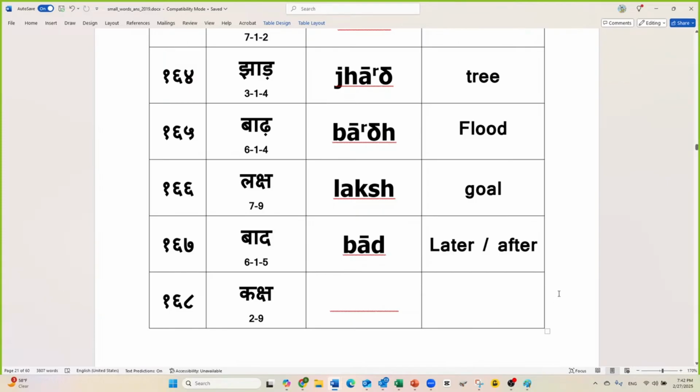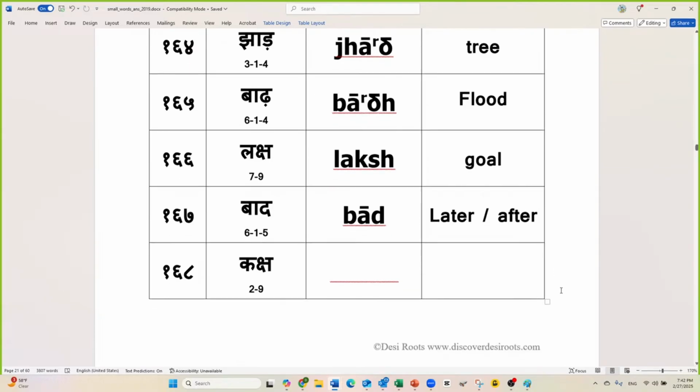Kavina, give me the next word. Kaksh. What does kaksh mean? We have already done this word earlier. Remember? Classroom. Or a room. Actually, kaksh is a room. Kaksha is a classroom. Okay? But you can write a room. Room is fine. Kaksha is a classroom.